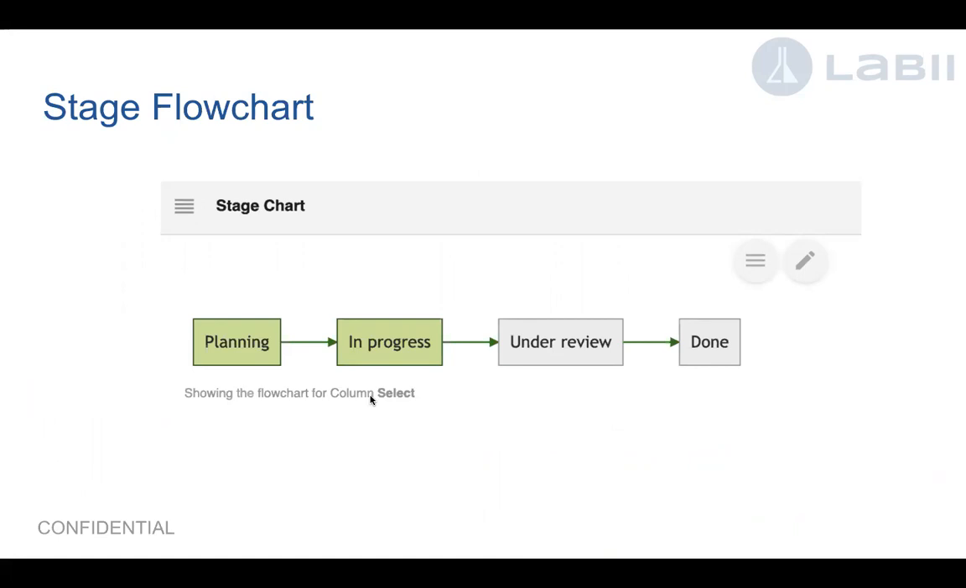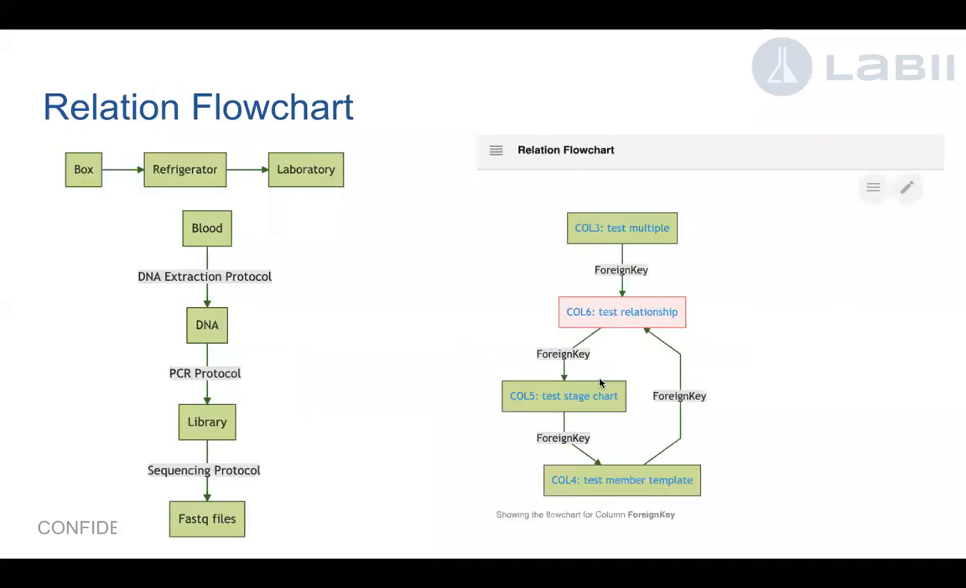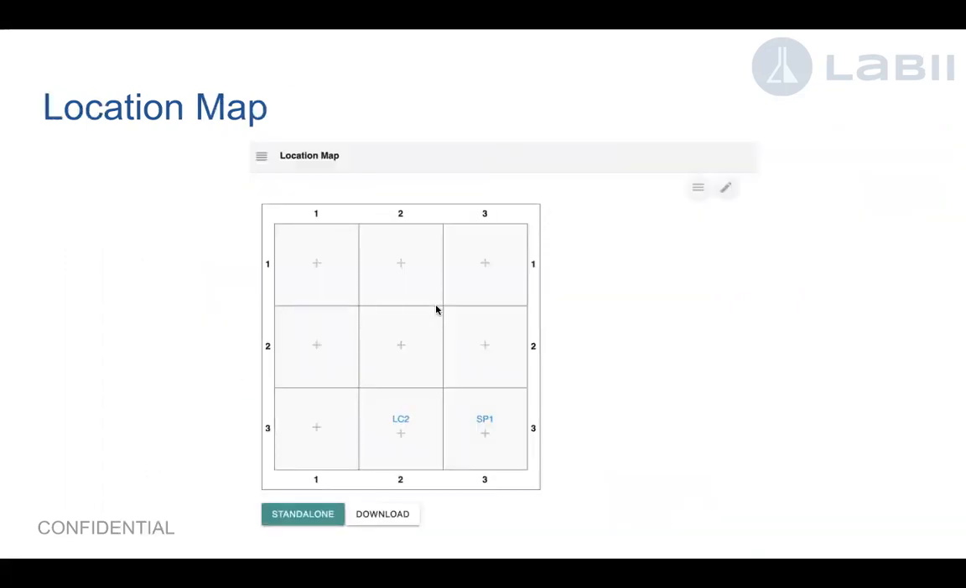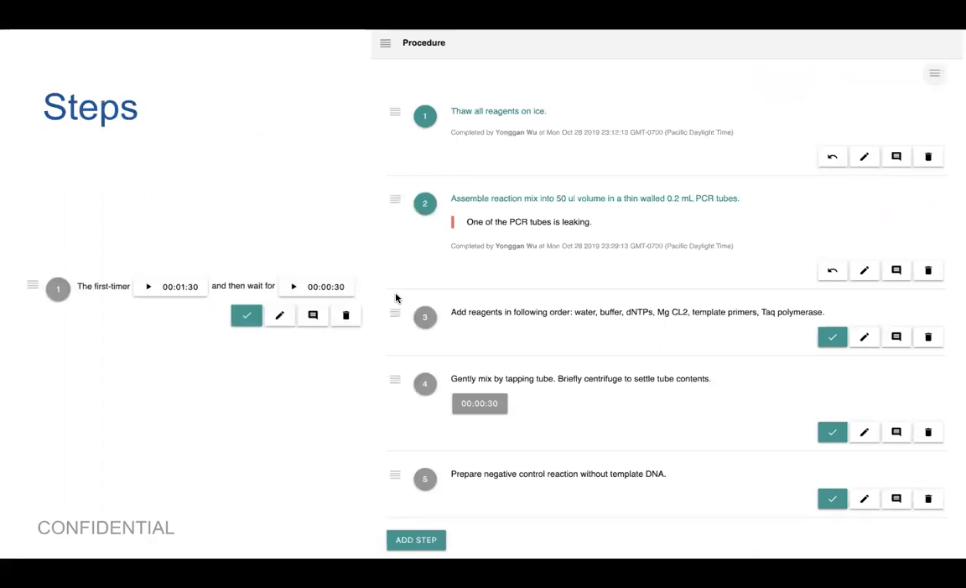Labii also comes with a staging flowchart, which means if you have many different stages working from step one to the last step, you can use this workflow to display the steps for you directly. The other one is the relationship flowchart, for example for ontology or sample relationships, which can all use the same widget. There's a location map to show different locations and where different things are stored inside of them. And then we also have the step function, where you can check in who finished which step at what time, and which steps still need to be done.